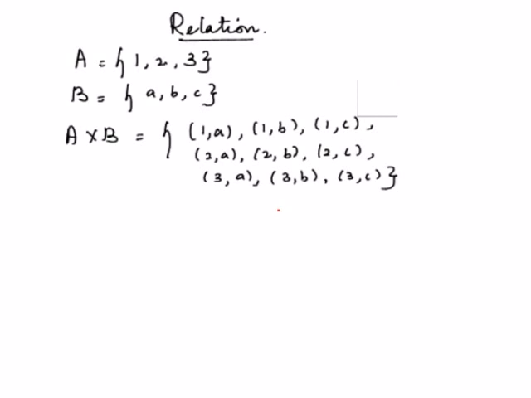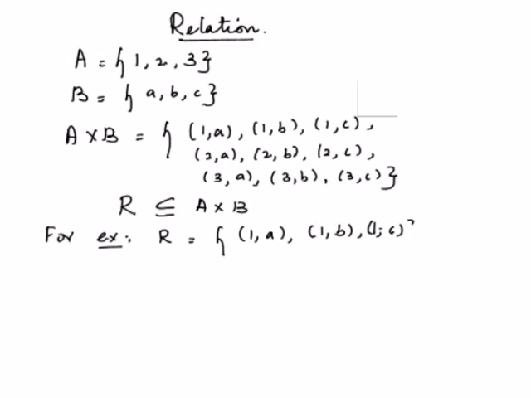Now, a relation is a subset of this A cross B. Suppose I consider R as the relation, R is a subset of A cross B. Now, how will it be? For example, let me consider R to be equal to the set of all ordered pairs whose first element is 1. So, what are they? It is (1, a), (1, b) and (1, c). So, this is a subset.